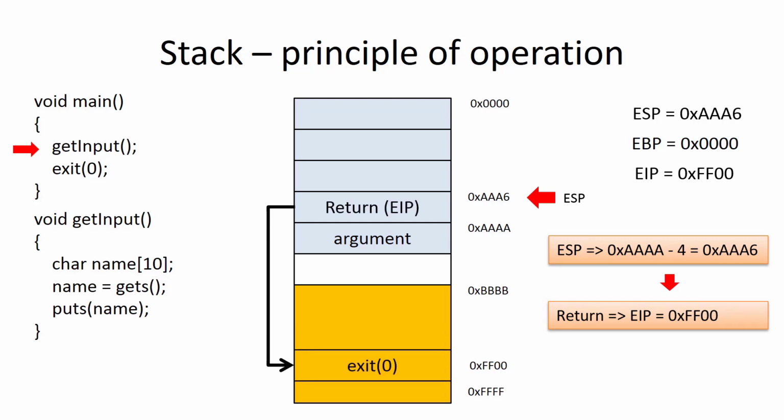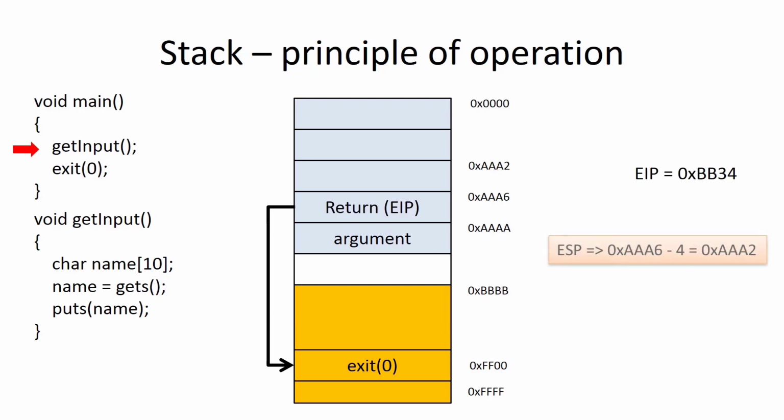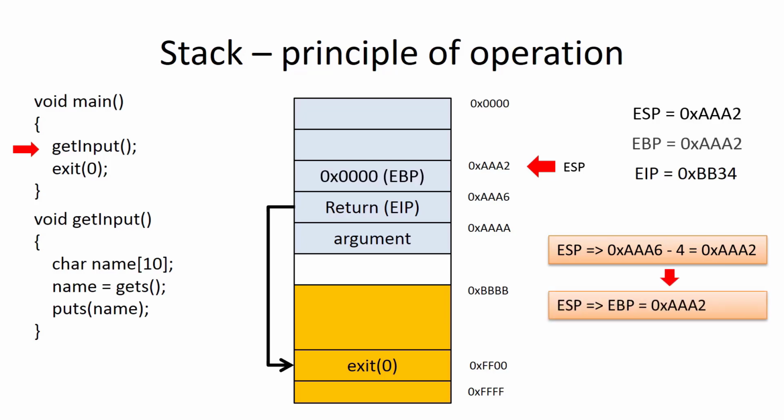At the same time, the value of the EIP register is placed into the stack as the second element. This register contains the address to come back to the main function when getInput completes its task and the stack is destroyed. As you can see, the next command in the main function is exit, so we must return control to the given function after the getInput function. And again, ESP is decremented and the value of EBP is placed into the stack as the third element. After that, the current value of ESP is copied to the EBP register.